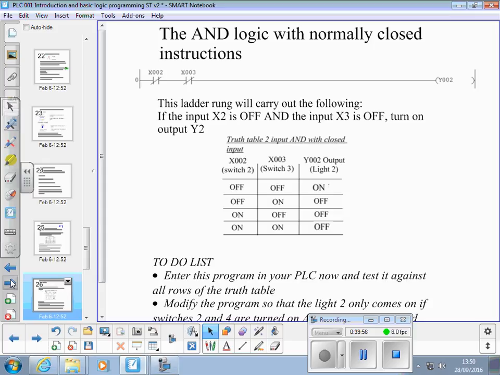It looks at what happens if we change those AND instructions to normally closed. And what that's done is it's moved the only on condition from the end to the beginning. The light will only come on if both switches are off. And again, there's the opportunity to have a go, and it's really worthwhile making sure you monitor these programs and understanding how they work, why they do what they do, because it will help you when you come to design more complex logic later on.